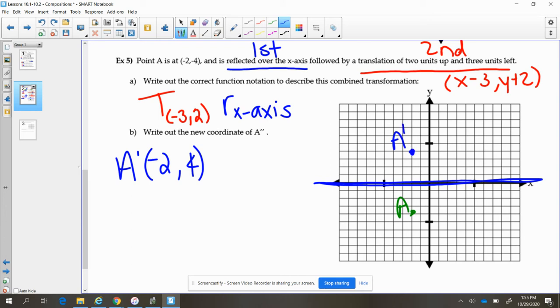Now, the next piece after that is I want to take that A prime and I need to move it to the left 3 and up 2. So I'm moving 1, 2, 3 to the left and then 1, 2 up so that I end up at this value here, which is at negative 5, comma 6. So that's the location of my A double prime, at negative 5, comma 6.